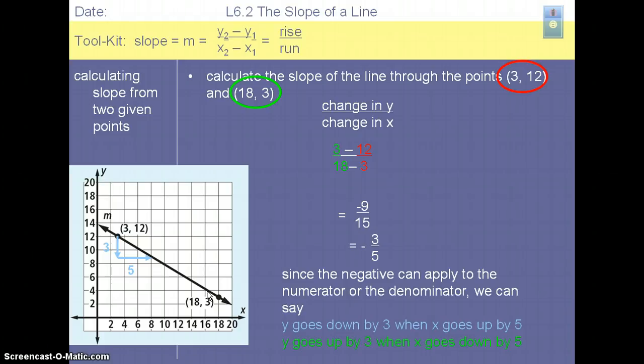Or we can say that y goes up by 3 when x goes down by 5. So we could also say that y is going up by 3 if x goes down by 5. So in the case of the negative slope, one value is increasing while the other value is decreasing.